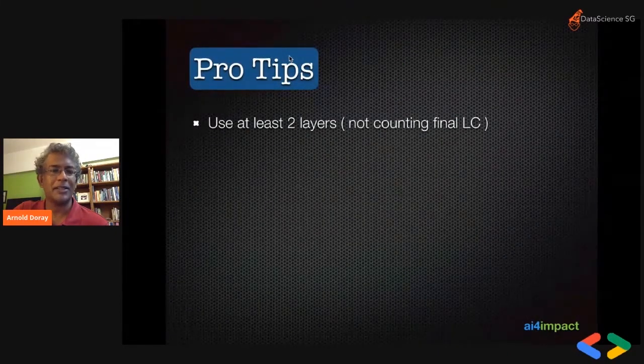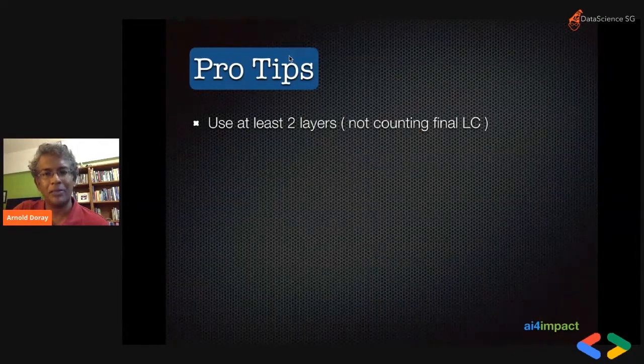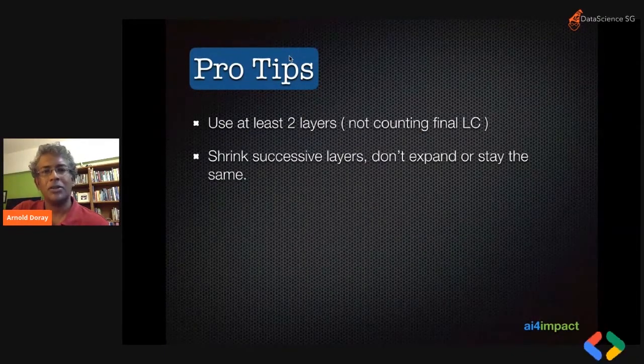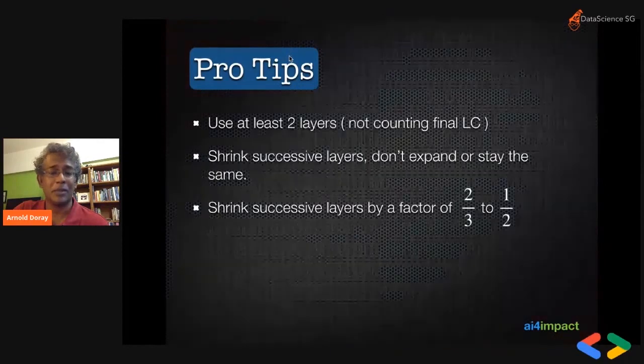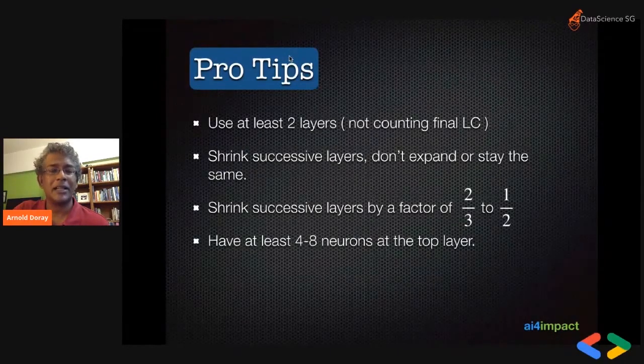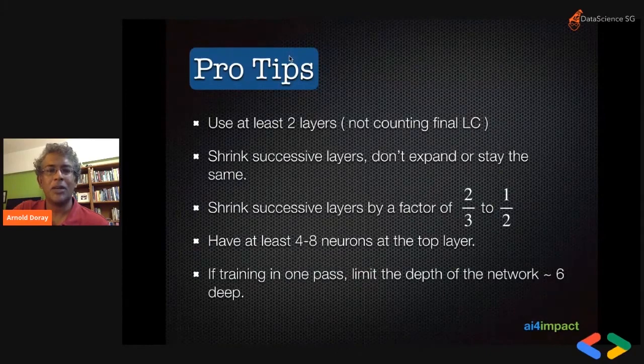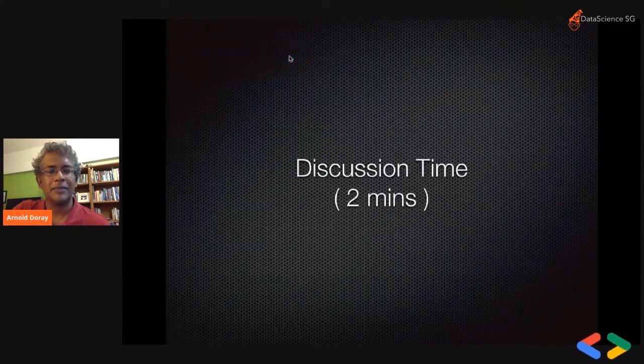Now some pro tips for you guys. This should not be unfamiliar to most of you if you've used it. You should use at least 2 layers, not counting the final LC layer. And you want to shrink the layers, don't expand them or keep them the same. The shrinking factor should be anywhere from 2/3 to 1/2, depending on the problem that you have. And leave enough neurons at the top. I like to leave about 4 or 8 neurons at the top layer, otherwise things get a bit dicey. And if you're training in one pass, then limiting the depth to about 6 or 8 would be safe.